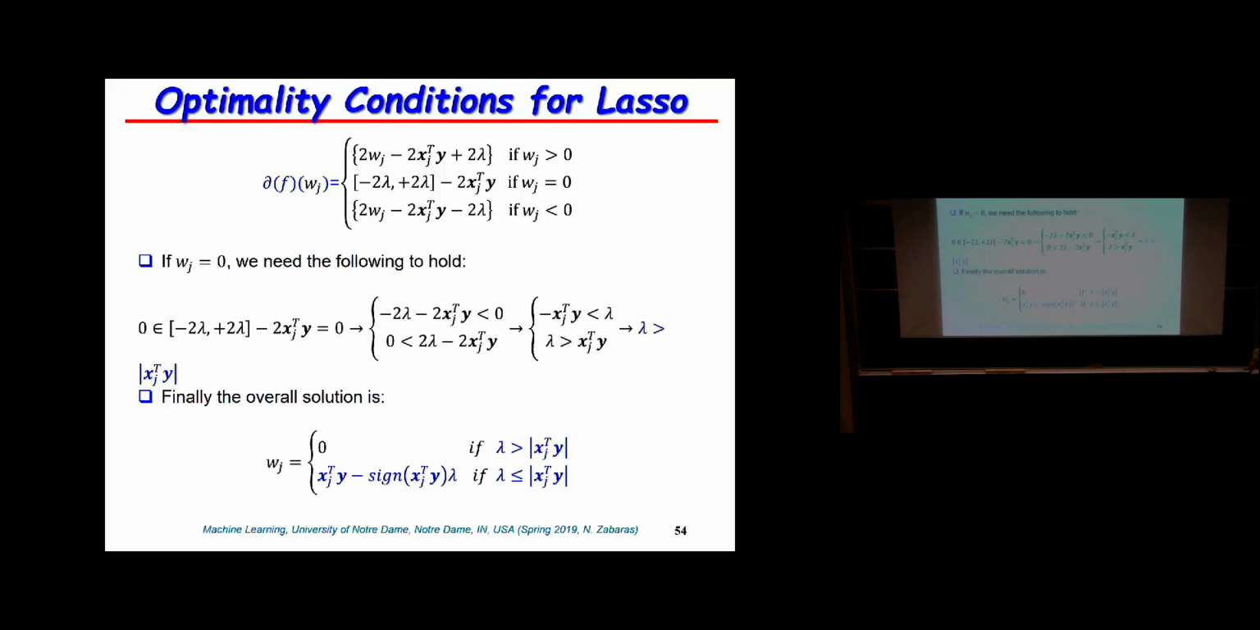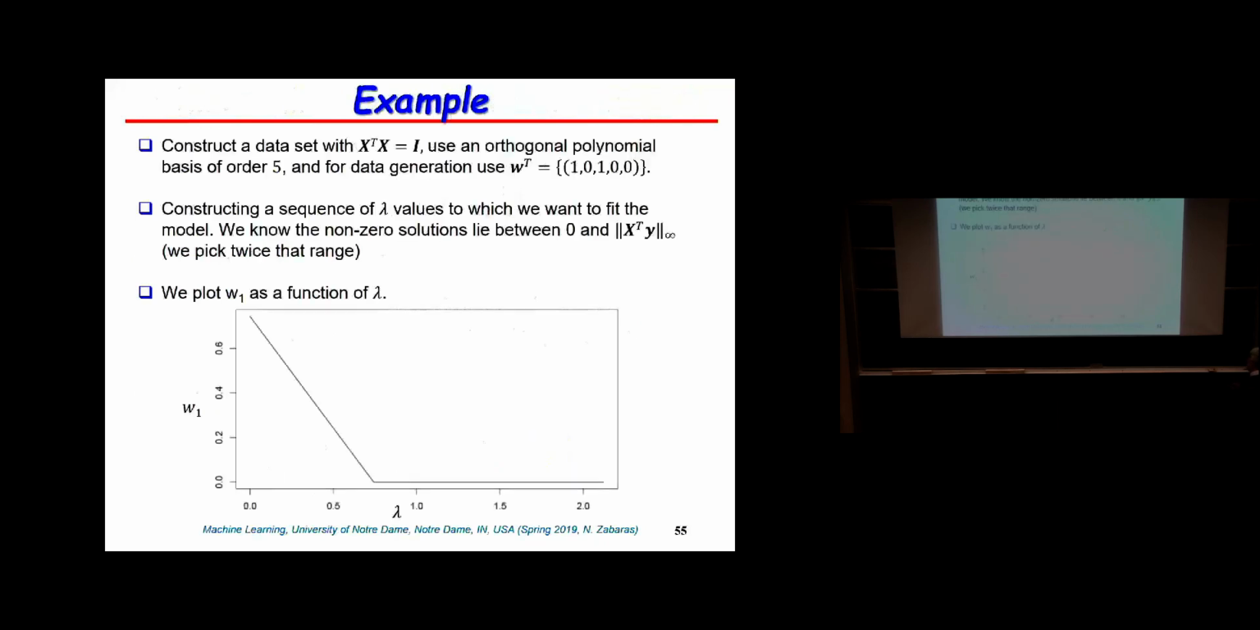If lambda is less than or equal to xj transpose y, this is the value that you see here. So let me just plot W1 as a function of lambda now. Suddenly we can compute the optimal W1 for all lambdas, for all regularization parameters, right? We don't have to invert any matrices or anything like that for all lambdas.